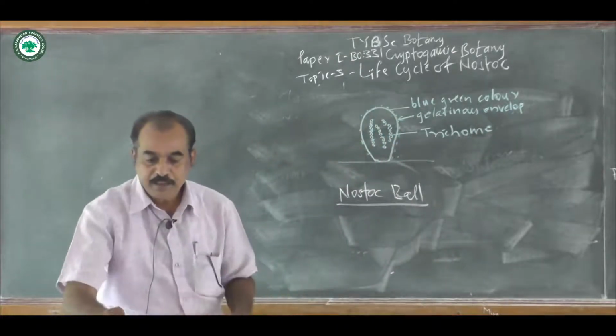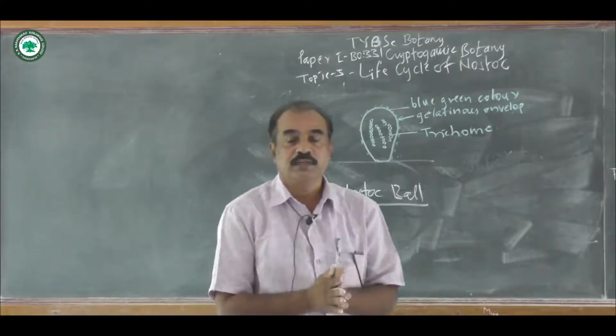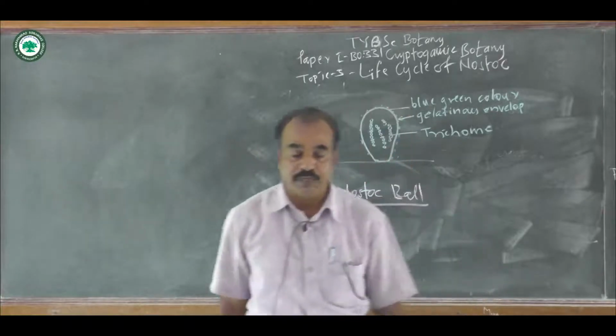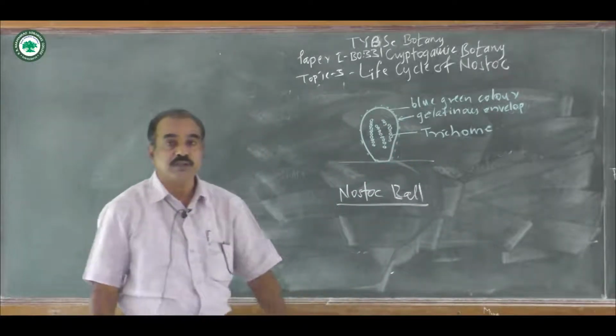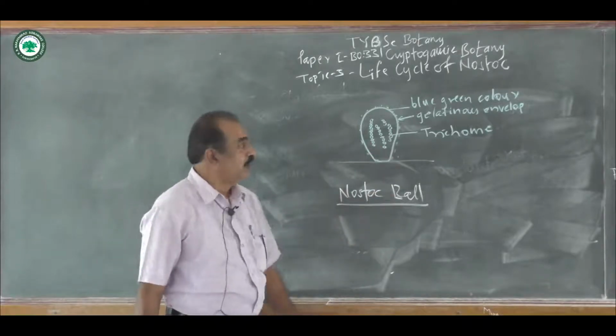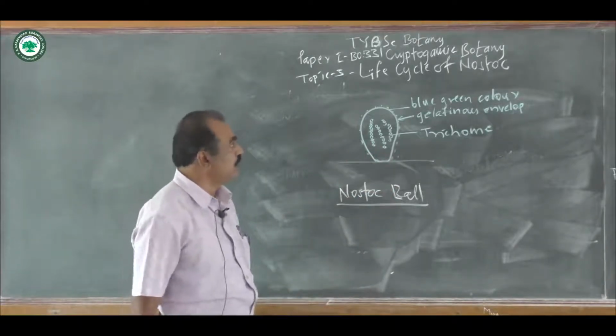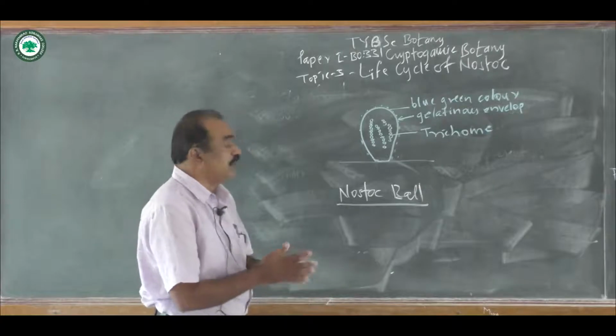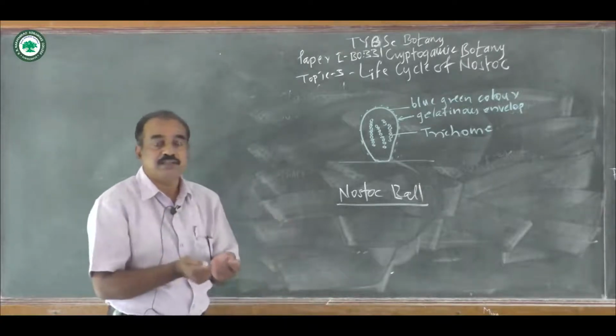So these are the balls of Nostoc. There are thousands of straight filaments, and they form a ball-like structure which is called the Nostoc ball or colony of Nostoc. It is somewhat ball-like in shape. It is blue-green in color, and it is completely encircled by gelatinous mucilage.